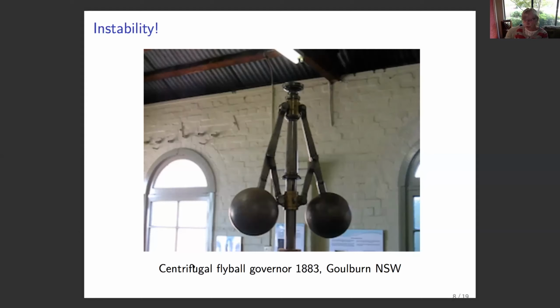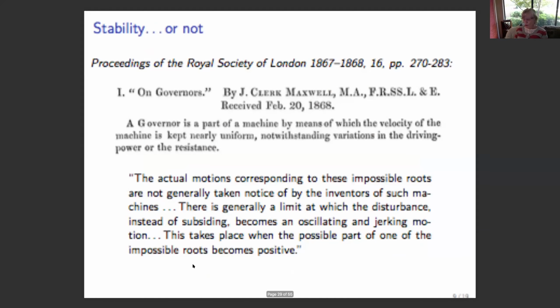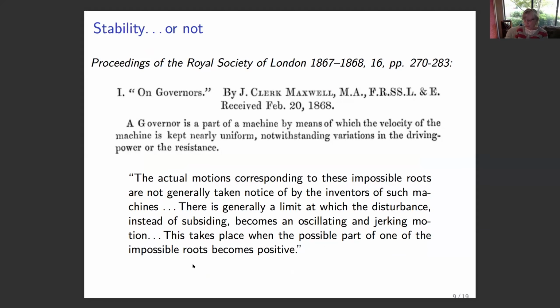Pretty powerful motivation to solve the stability problem, which was solved in 1868 by J.C. Maxwell, who published the first linear stability analysis that I could find. But the centrifugal flyball governor also embodies a profound change in the personality of science that happened over the 18th and 19th century.